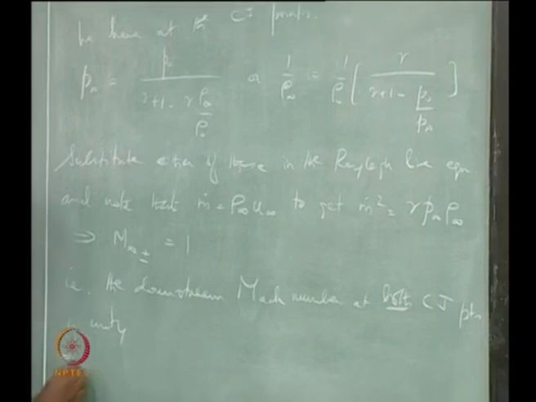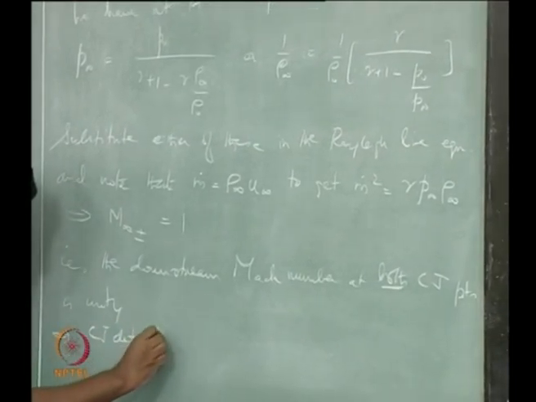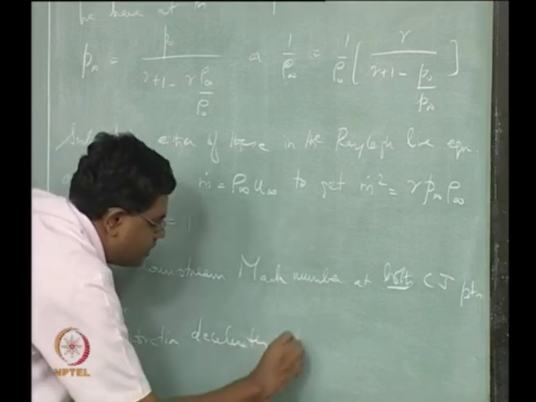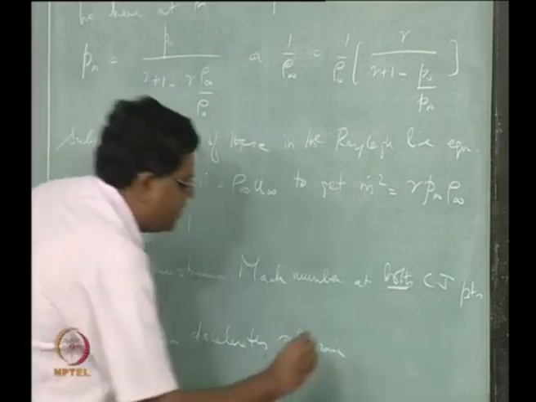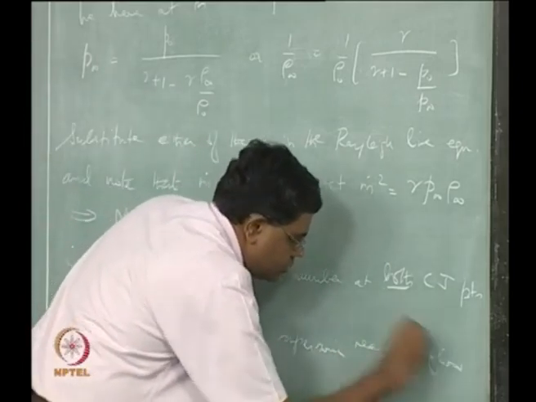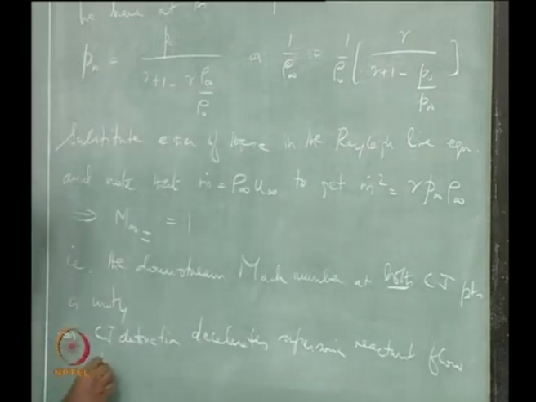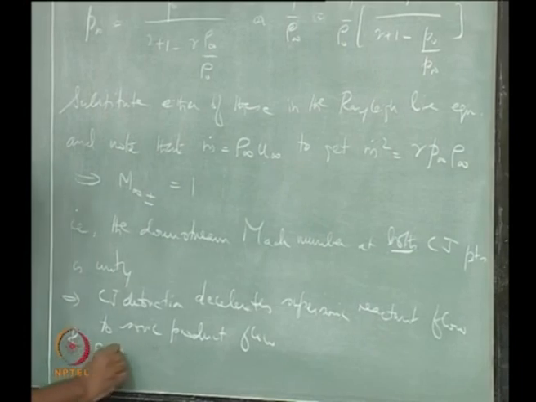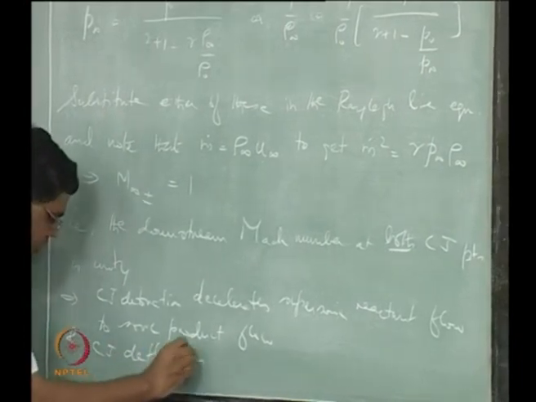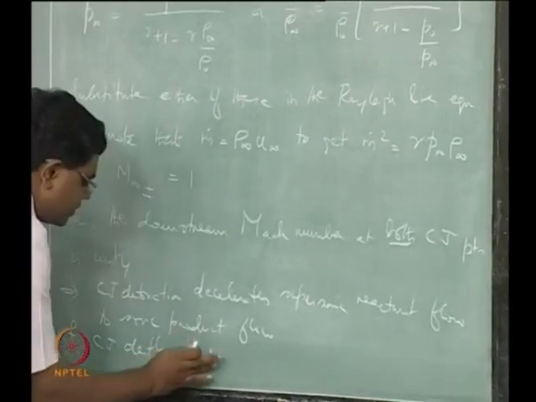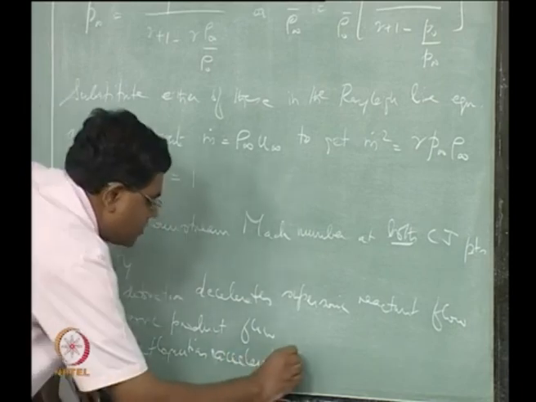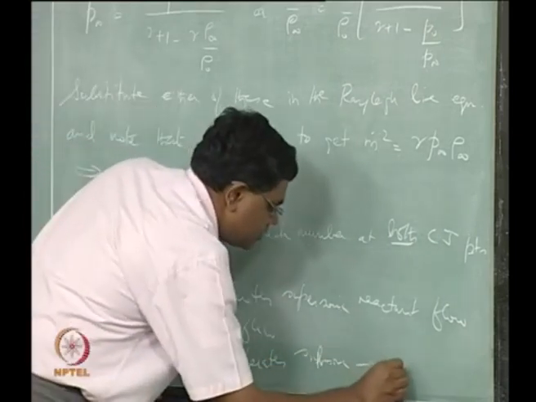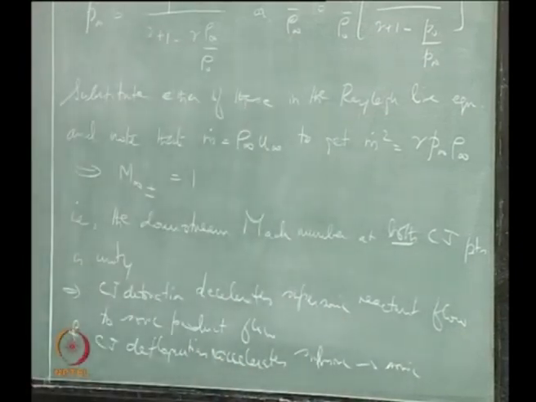This implies the CJ detonation decelerates supersonic reactant flow to sonic product flow, and CJ deflagration accelerates subsonic reactant flow to sonic product flow. I am just going to abbreviate there because it is pretty obvious now.